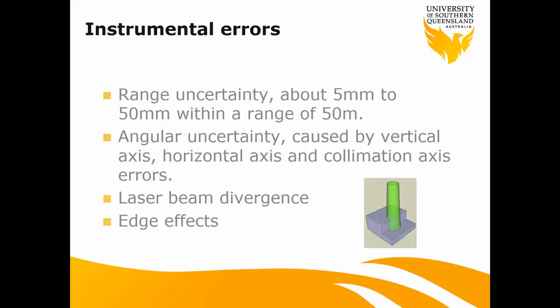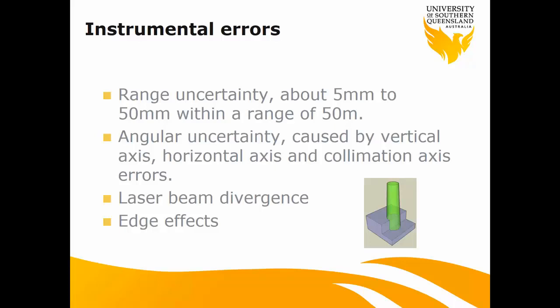Angular uncertainty, or angular measurement error, caused by the vertical axis, horizontal axis, and the collimation axis errors, will also be reflected in the scanning result. Laser beam divergence and edge effects are the other two factors that affect the laser scanning accuracy.